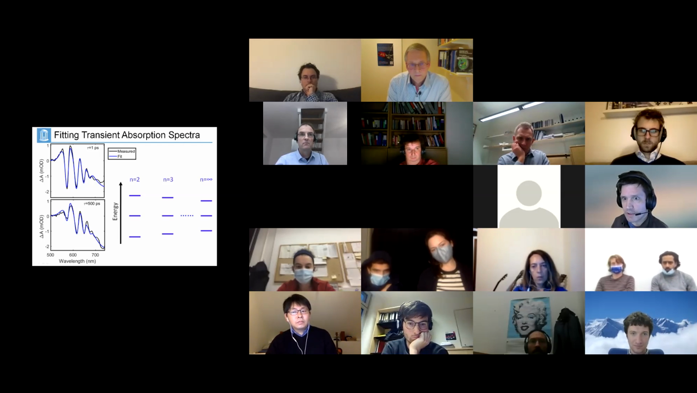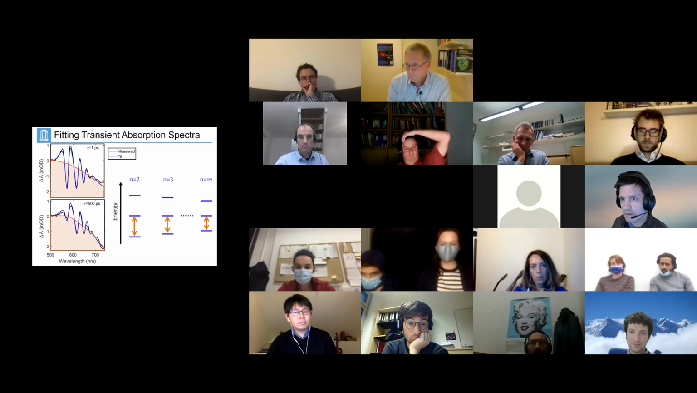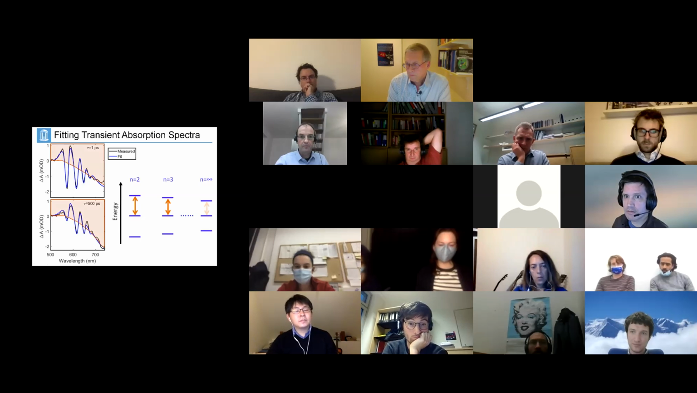So it's a signature of energy transfer. Also, we've fit the data with a model in which each of the quantum wells is treated as a 3-level system. So these resonances between the ground state and singly excited states, of course, are responsible for the peaks with negative sign. Peaks with positive signs are associated with the resonances between the singly and doubly excited states.